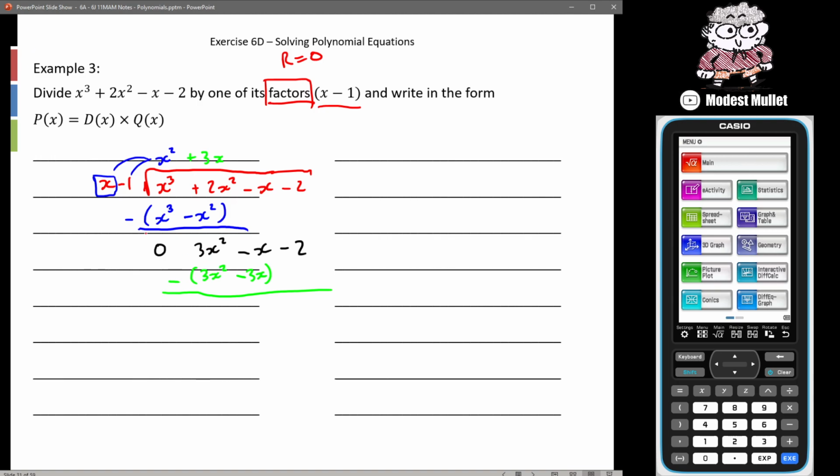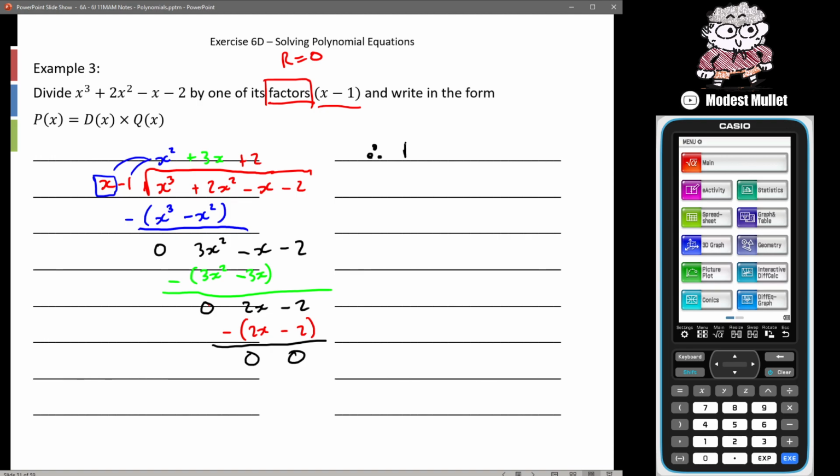Apply the subtraction, get 0 again. Negative x take away negative 3x, so that's going to be adding 3x, so that becomes 2x minus 2. And do 2x divided by our x out the front, that leaves me with plus 2. 2 multiplied by everything out the front is 2x minus 2, and apply the subtraction, and I get 0 and 0, so remainder is 0, so that works.